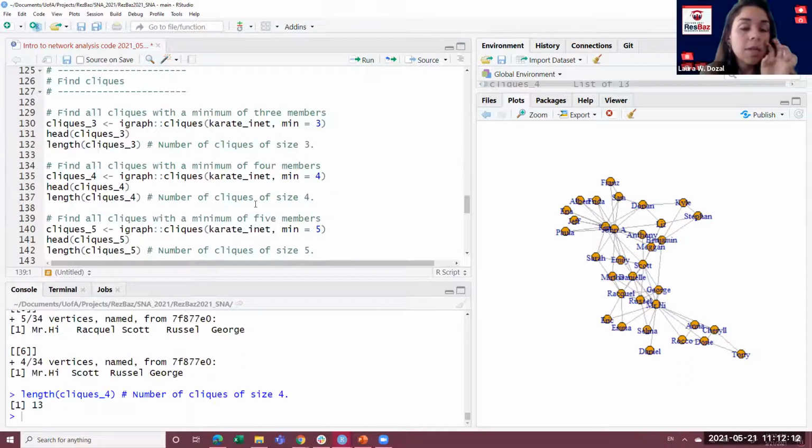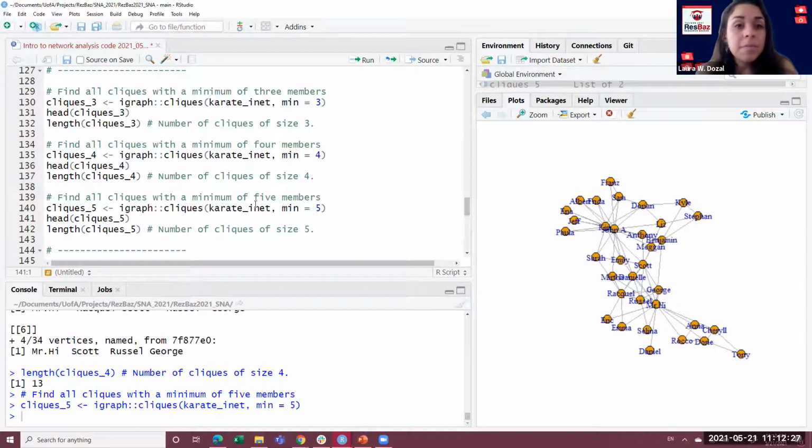We have 13. So now bigger cliques are becoming less apparent, which makes sense because our network wasn't as dense, it was on the lower density side. So let's find maybe 5-cliques. How many 5-clique nodes are there?